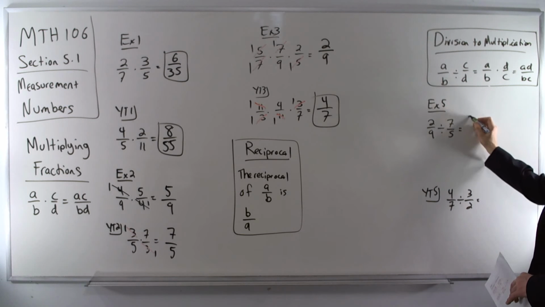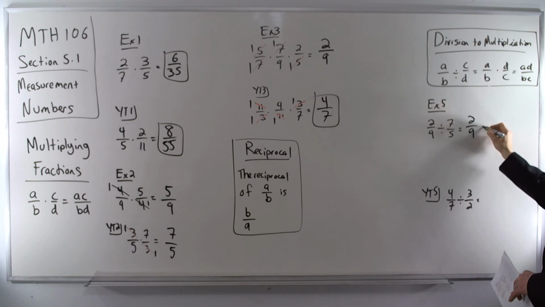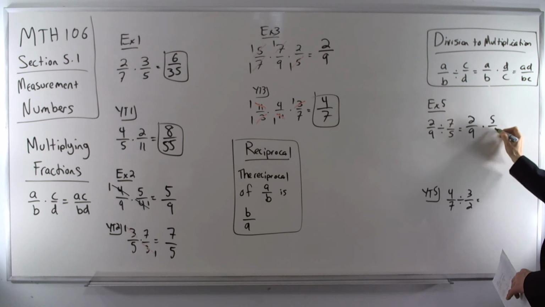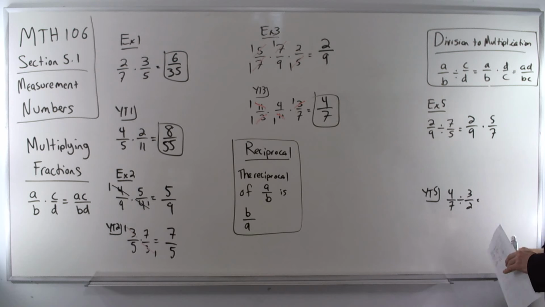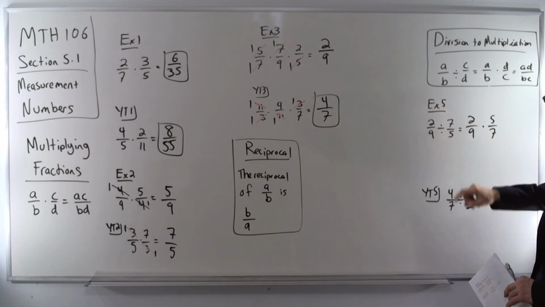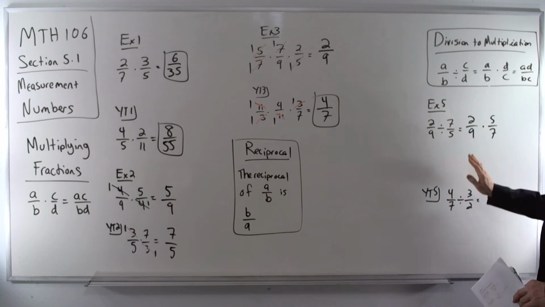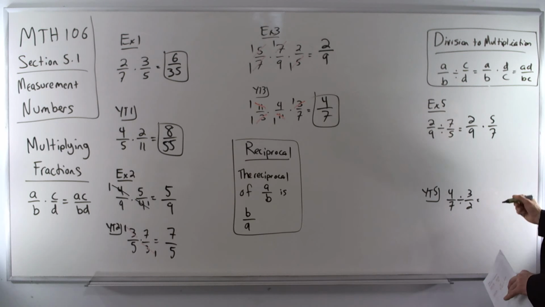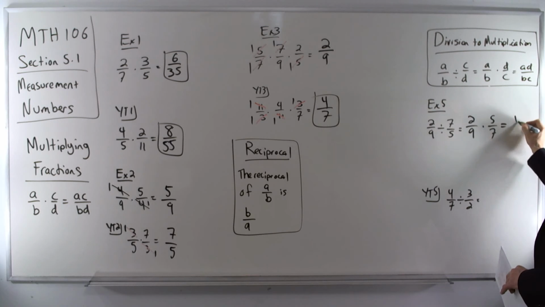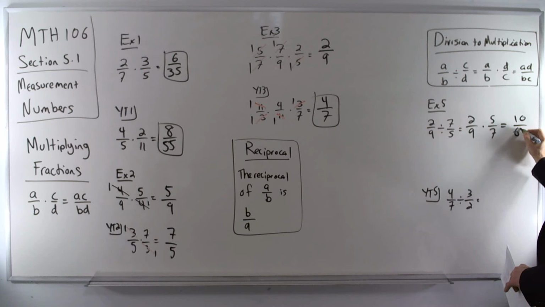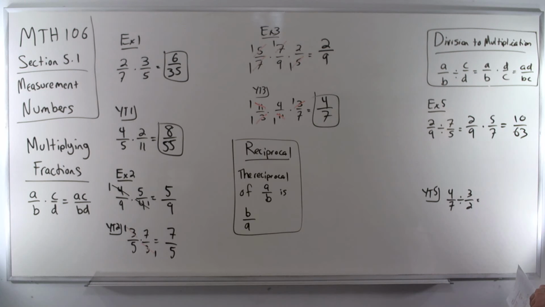Example 5. 2 over 9, convert to multiplication. Flip the second fraction over. Biggest mistake I see is people flipping the first fraction over. Don't flip that one, it stays exactly the same. Now we'll multiply straight across. 2 times 5 gives us 10. 9 times 7 is 63. Your turn, number 5.